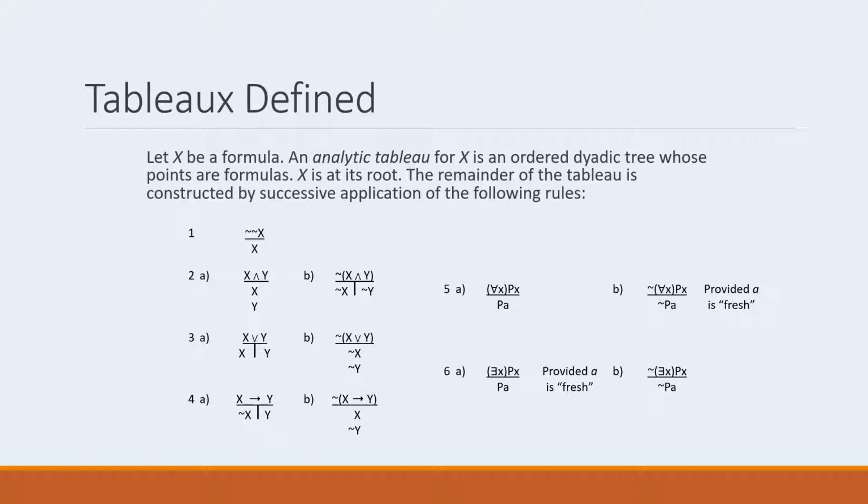For all x, p of x is succeeded by p of a, where a is any variable. The negation, not for all x, p of x, is succeeded by not p of a, provided that a is fresh. By fresh, we either mean brand new or any variable that has not been assigned other properties.